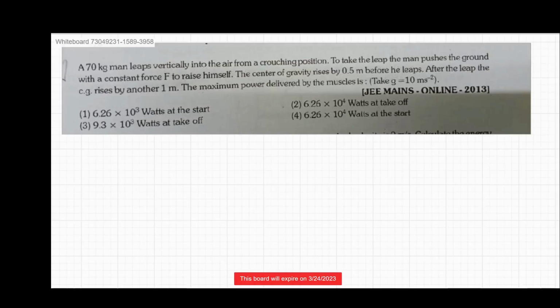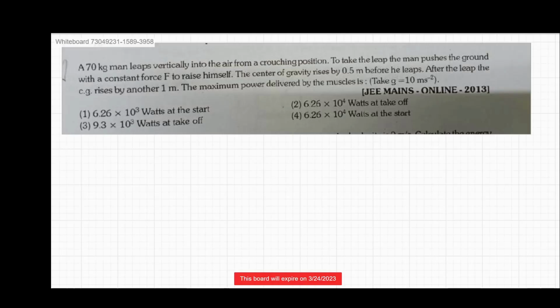Okay, students, so today we are going to look at an example which will illustrate the use of the work energy theorem. Meaning, I am going to use the work energy theorem to try and solve this question. So the example which I am referring to is a question which had come in JEE Mains 2013, which you can see on your screen.